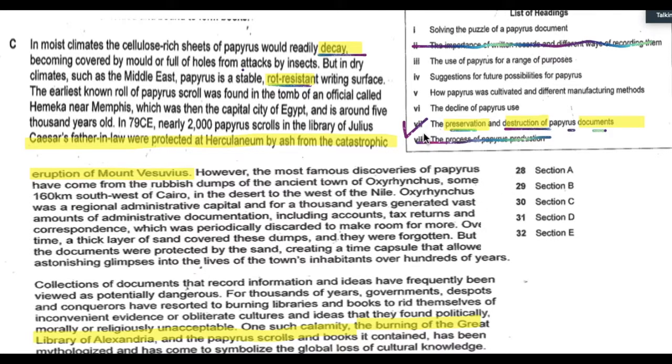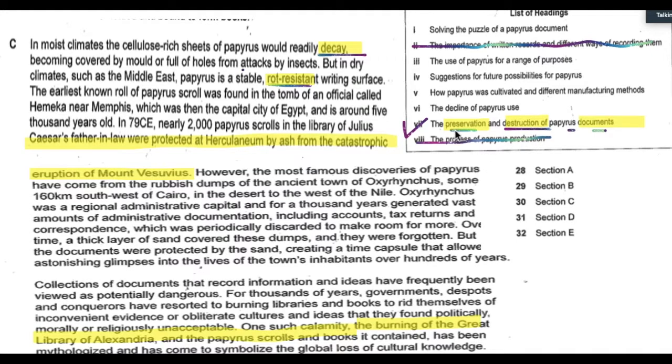The answer is the seventh one, and it is the preservation and destruction of papyrus documents, and your keywords are preservation, destruction, documents. So preservation is in this one. Papyrus scrolls in the library of Julius Caesar's father-in-law were protected at Herculaneum by ash from the catastrophic eruption. So they were preserved. Protected is preserved. Then destruction means it is stable, decay, then rot resistant. So this is all talking about preservation.